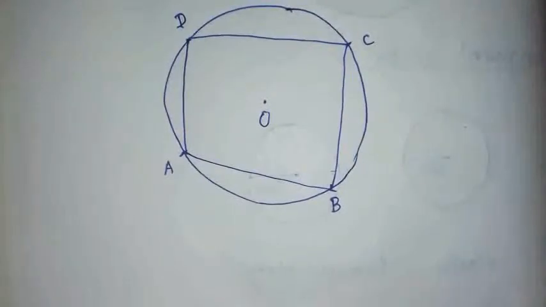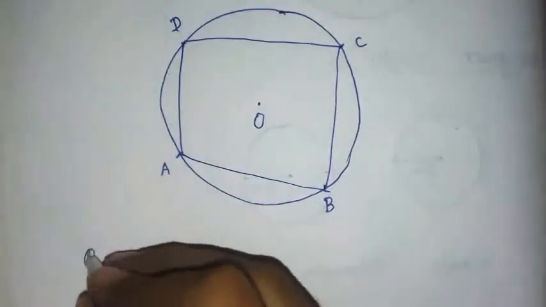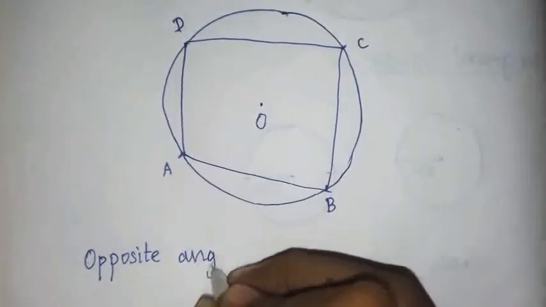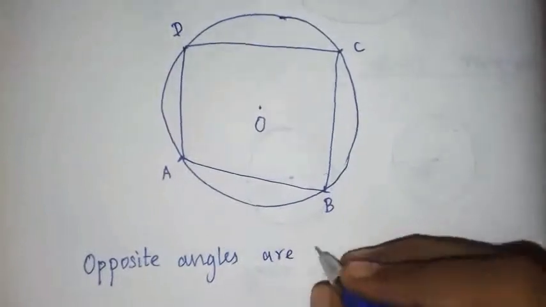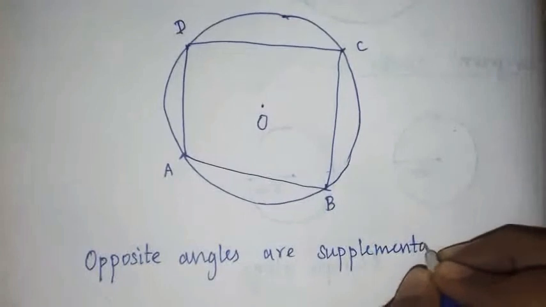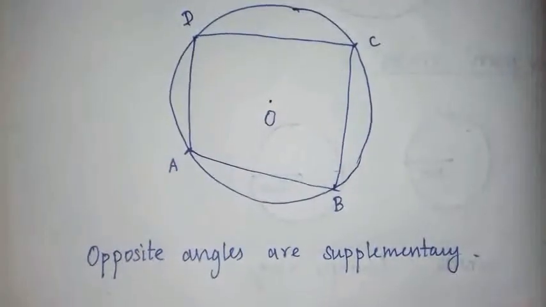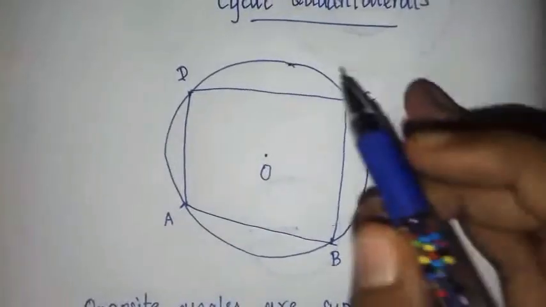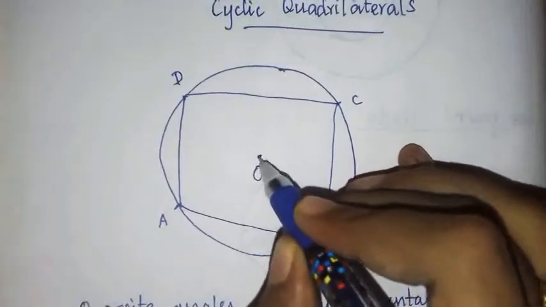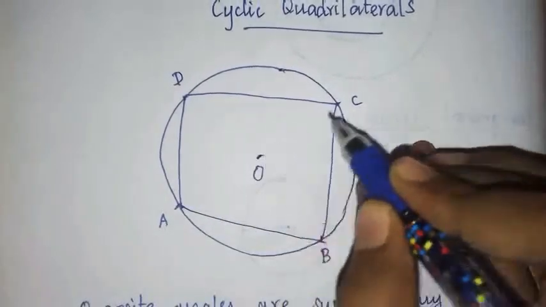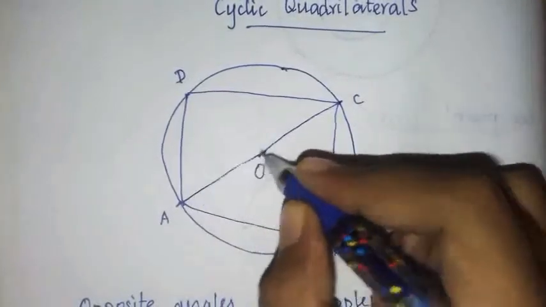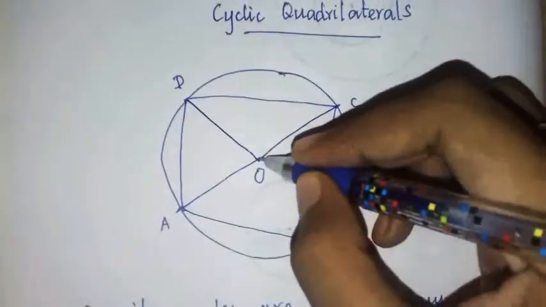Now we are going to see that opposite angles are supplementary. Now we have to prove this. Opposite angles are supplementary. Now in this diagram we are going to join the points from O to A, O to B, O to C, O to D. Now I have joined all the 4 lines.